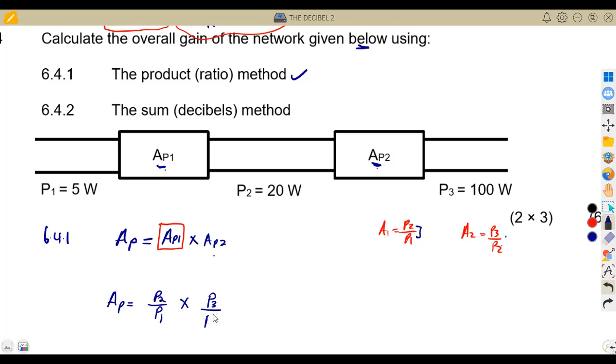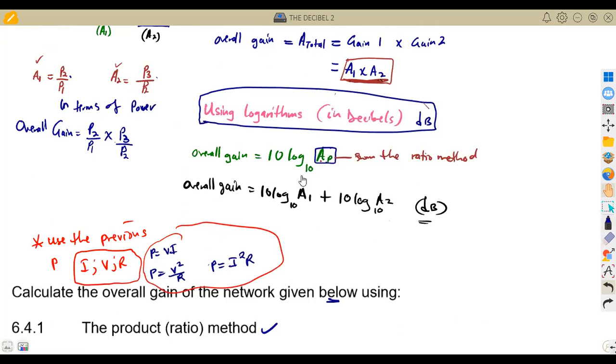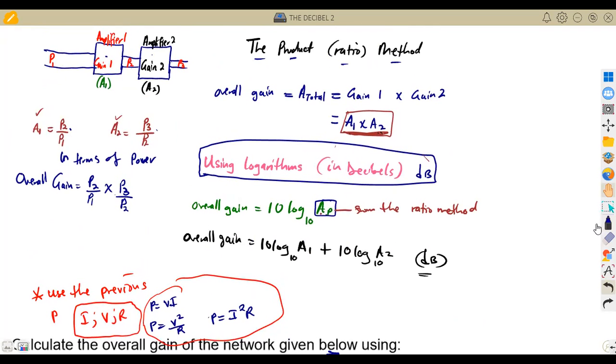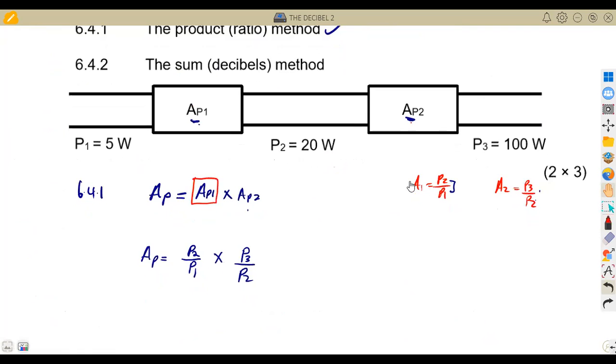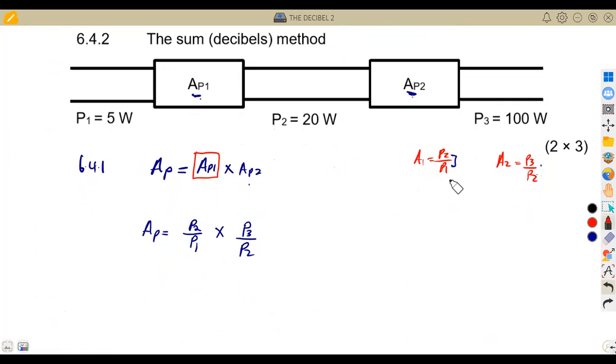We talked about this on the formulas that I listed here for the product, that you can have this overall gain of the product in terms of what? In terms of the power. When you are given the power, just use it in terms of power. Or you can find these ones separately, which is fine. You can find this one aside, find this one aside, then multiply your answers at the end. You're going to obtain the same answer.